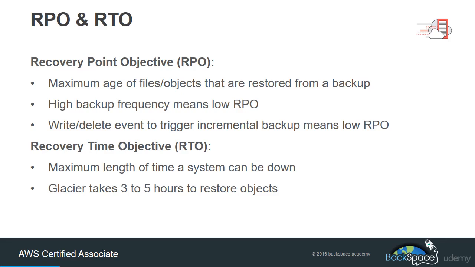Recovery time objective. Now that is the maximum amount of time that a system can be down waiting for a recovery to occur. So with Glacier, it can take 3 to 5 hours for us to restore objects from a Glacier archive. So that is something to consider if you require a very low recovery time objective. Glacier is not going to achieve that for you.